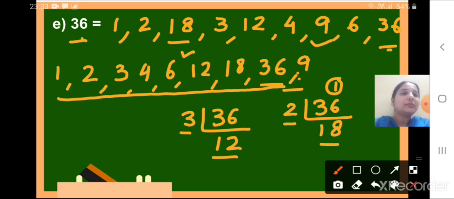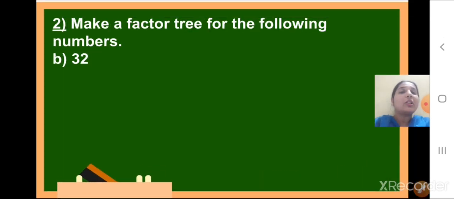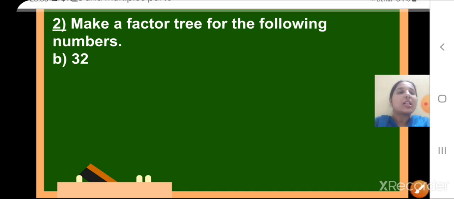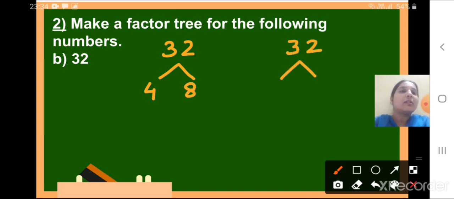Okay, now let's move further. Question number 2 is, make a factor tree for the following numbers. So we'll make a factor tree for number 32. Just think of any two numbers, children, whose product will be 32. You can think of 4 8s are 32. You can also think of 16 2s are 32.